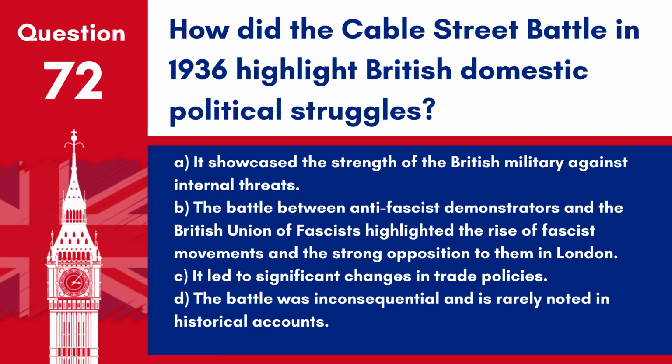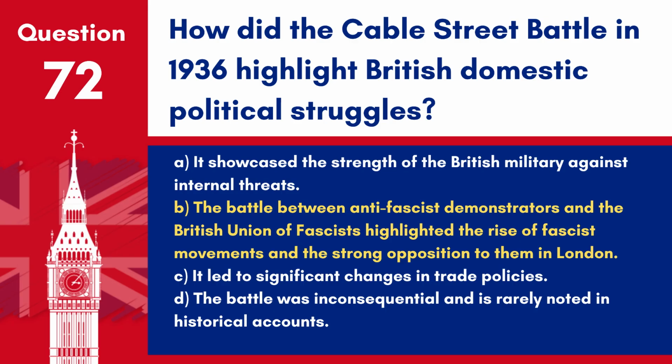Question 72. How did the Cable Street Battle in 1936 highlight British domestic political struggles? A. It showcased the strength of the British military against internal threats. B. The battle between anti-fascist demonstrators and the British Union of Fascists highlighted the rise of fascist movements and strong opposition to them in London. C. It led to significant changes in trade policies. D. The battle was inconsequential and is rarely noted in historical accounts.